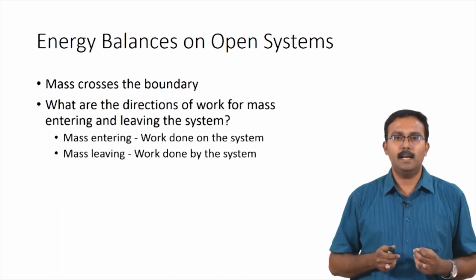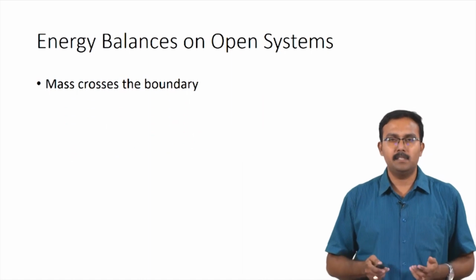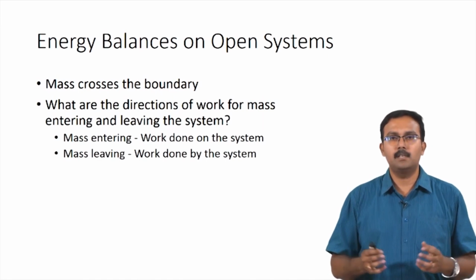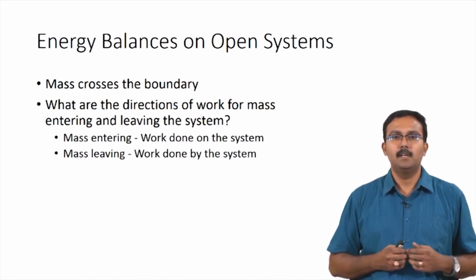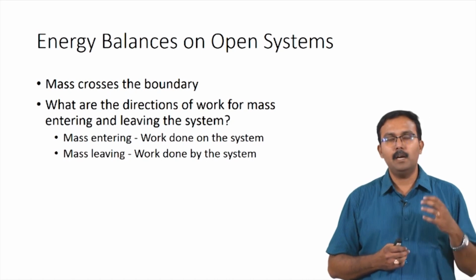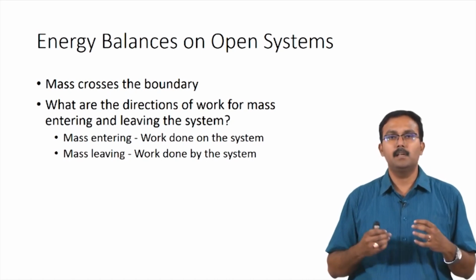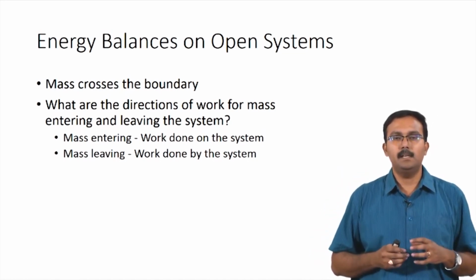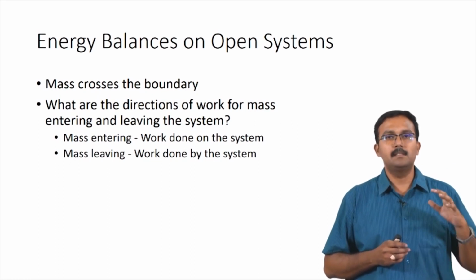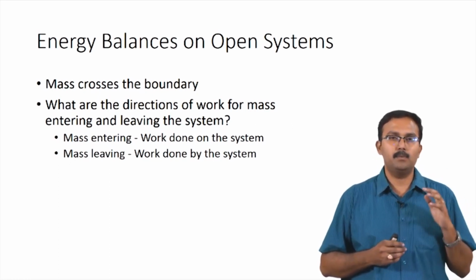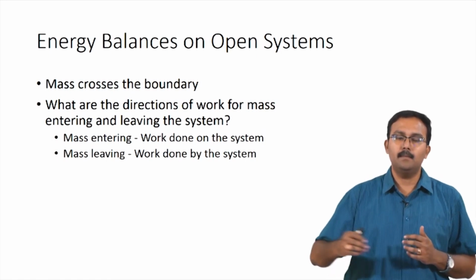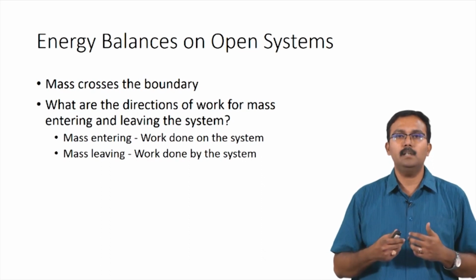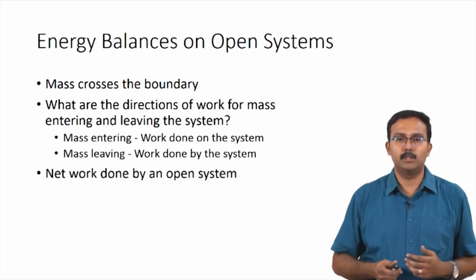We first need to understand, as mass enters and leaves the system, what would be the work done by the system or on the system when this mass enters and leaves the system. When mass is entering the system, work is actually done on the system, because the mass forces itself into the system. Similarly, when the mass leaves the system, the system pushes the mass out, which means work is done by the system so that the mass will leave the system. So, these are two work aspects which are brought into the system which were not present in a closed system.